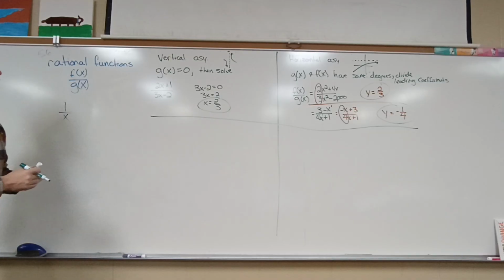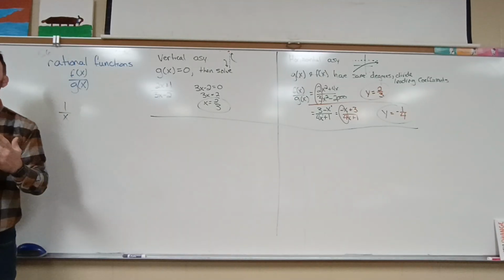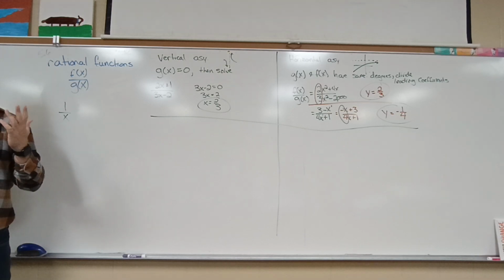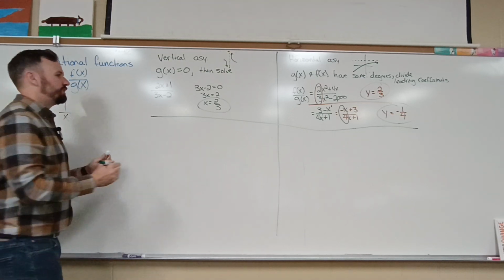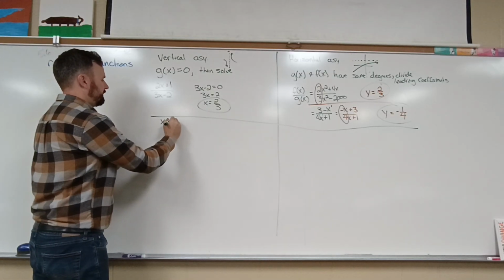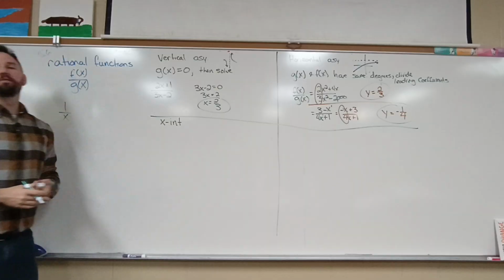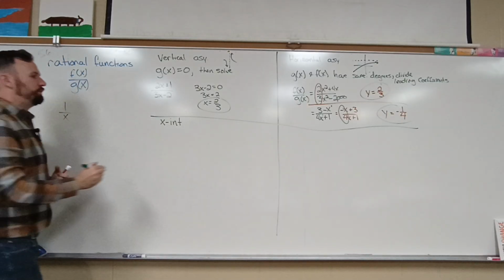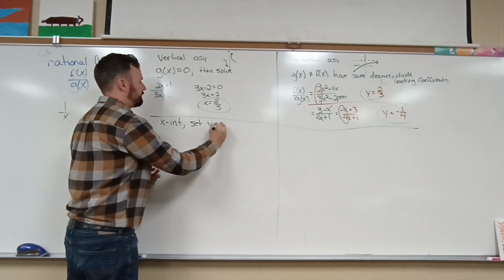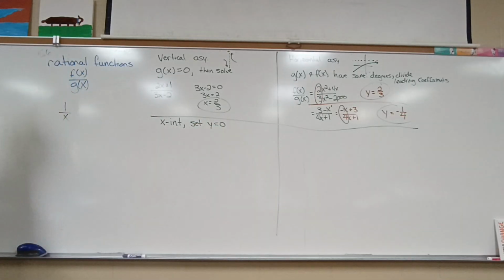Because when I graph, what things do I need to know? I need to know asymptotes for this, and I need to know intercepts. Guys, how do we find an x-intercept? We set y equals 0.